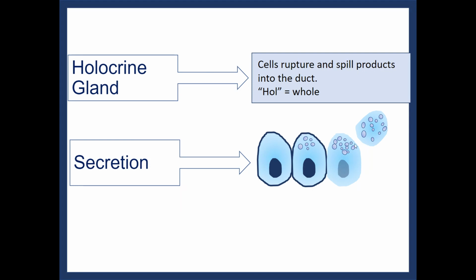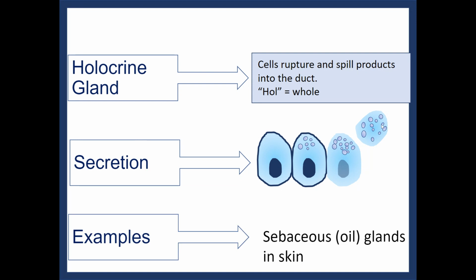Here's an image to kind of see what's going on. I took away the outer membrane to show you it pops, and then these substances can just spread out from there. A specific example of a holocrine gland in the body would be sebaceous or oil glands in the skin. And oil glands are important because they lubricate the skin so that it doesn't dry out and crack.